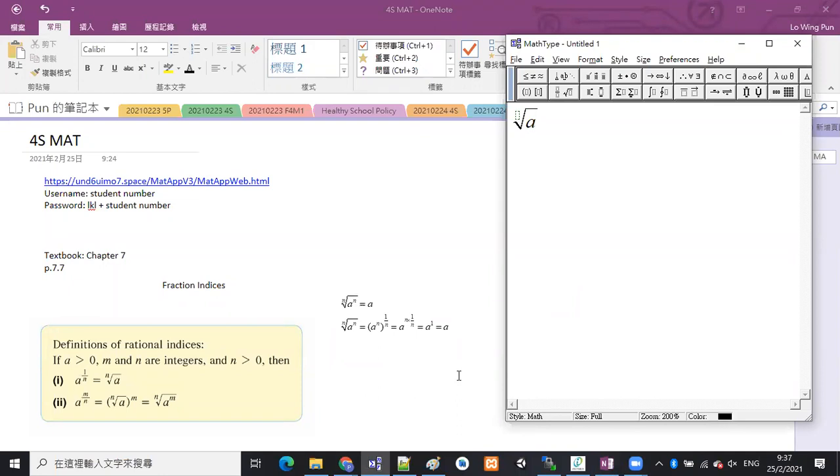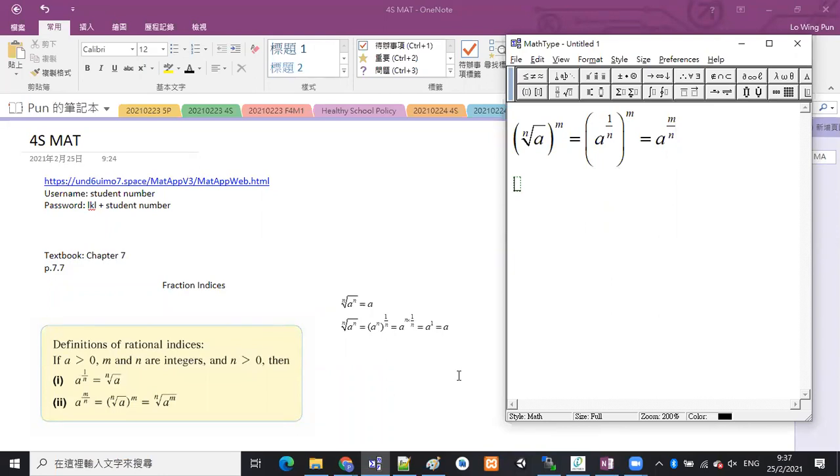So if we have this a to the power, sorry, the nth root of a and then to the power m, then it is actually equal to this a to the power 1 over n and then to the power m, right? And we may multiply the powers together. Okay, so that becomes a to the power 1 over n times m. That becomes m over n. Okay, so that is like this.